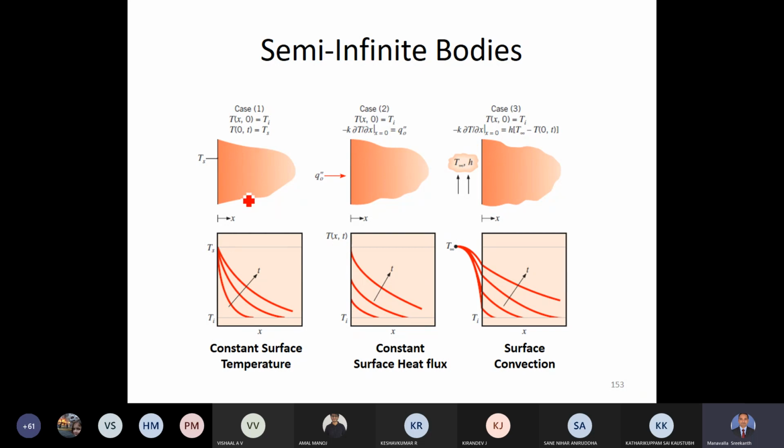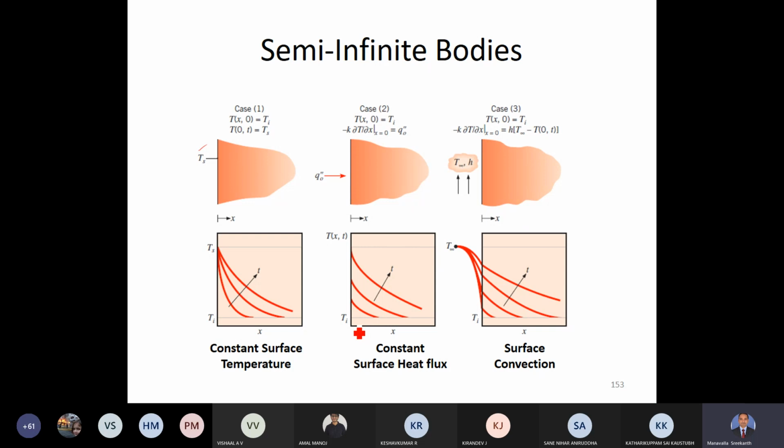So here there is a semi-infinite body. On one side of it, the temperature has been made constant. It is subjected to a constant temperature. So what happens? Initially, at time t equal to 0, we have this temperature distribution, and as time increases, the temperature keeps changing in this pattern. Similarly, another condition that is possible is we can subject this surface to a constant heat flux. So in such a case, this is the temperature distribution.